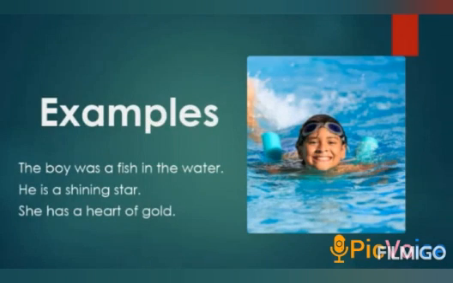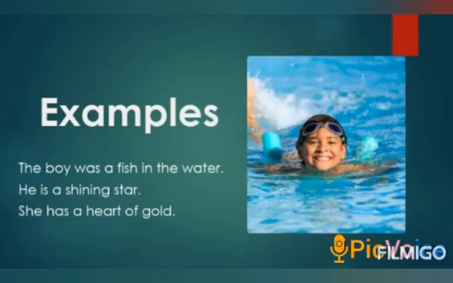So let's discuss these examples now. The boy was a fish in the water. He is a shining star. She has a heart of gold. So these are the examples of which figure of speech?